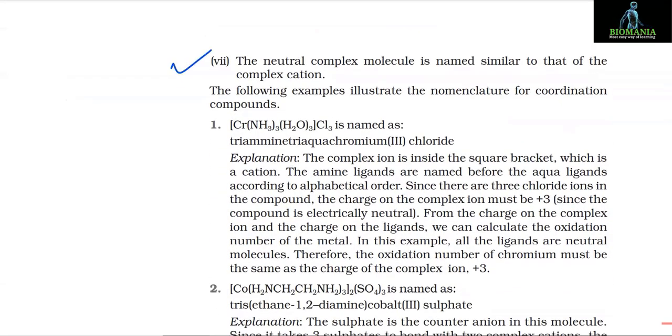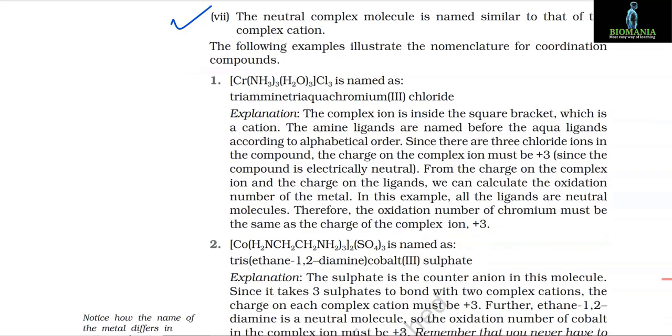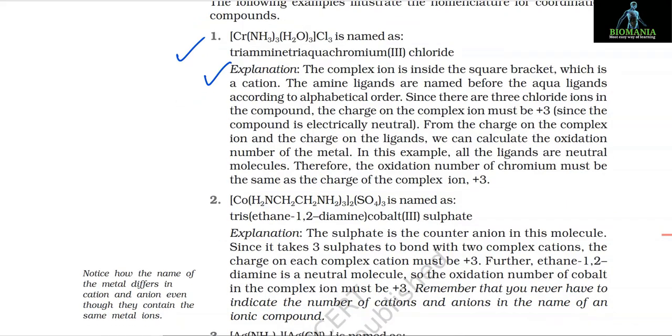Number 7. The neutral complex molecule is named similar to that of the complex cation. The following examples illustrate the nomenclature for coordination compounds. Number 1. [Cr(NH3)3(H2O)3]Cl3 is named as triamminetriaquachromium(III) chloride. Explanation: the complex ion is inside the square bracket, which is a cation. The ammine ligands are named before the aqua ligands according to alphabetical order.